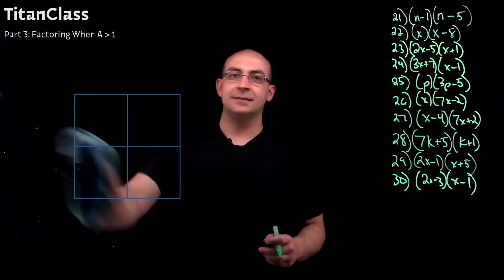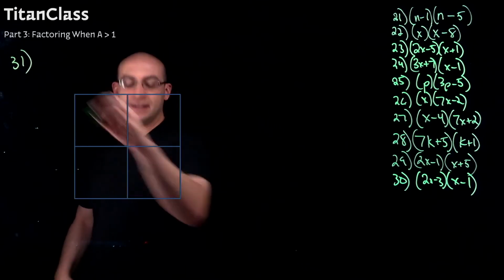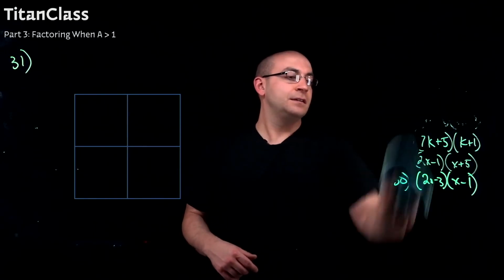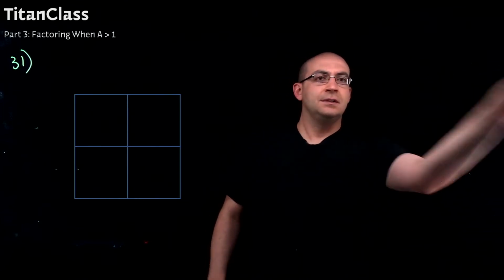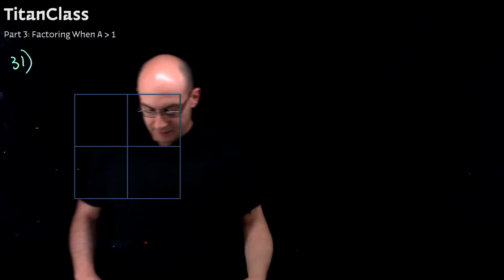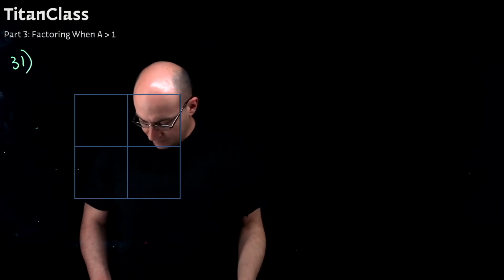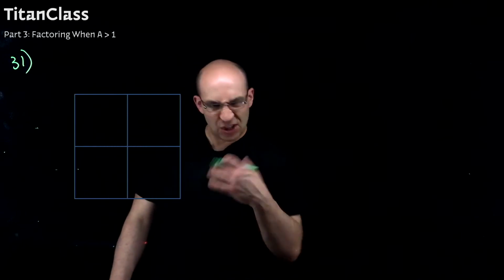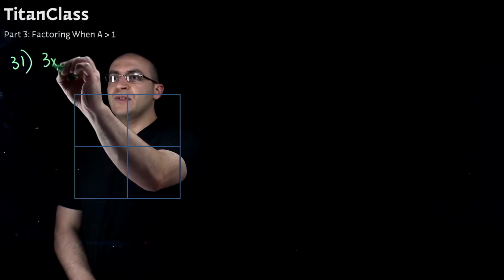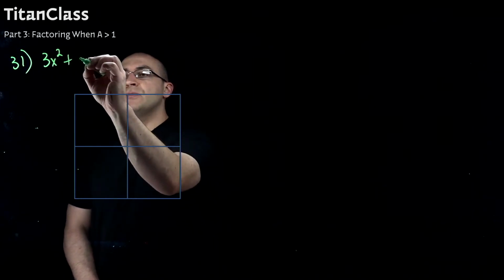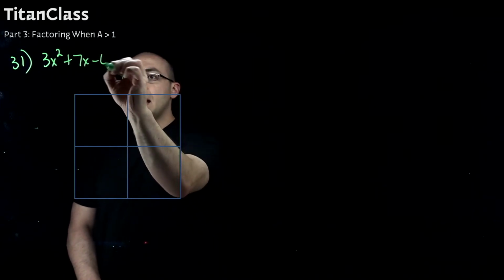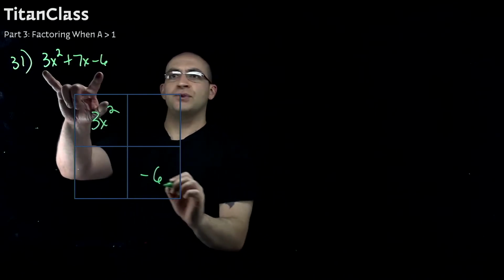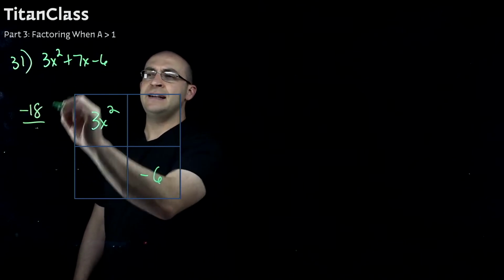All right, so we'll do a 31 over here. Let's go ahead and erase this stuff. 31. We're still in the same set of factoring when a is greater than 1, so let's continue the process here. I think I have a few more like this, and then we'll move on to another set. 3x squared plus 7x minus 6. So we've got a 3x squared, a minus 6. 3 times negative 6 is negative 18, for 7.